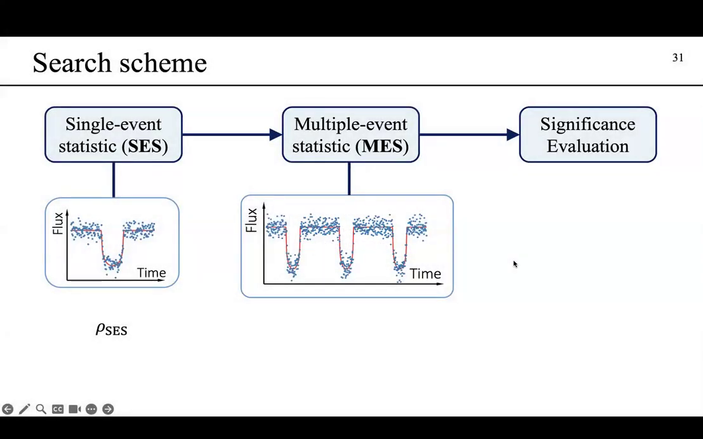So we calculated the detection statistic for a single event. And now we want to transition to the multiple event statistic because eventually we want to look for multiple transits of something which is periodic. In principle, people also look for single transits, but for us, a planet is a good planet only if it has more than 3 transits.